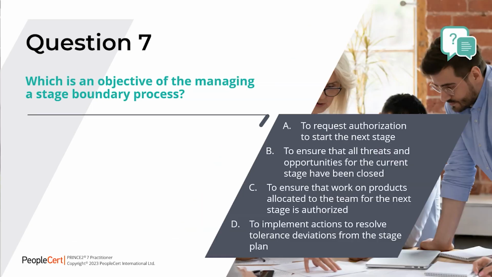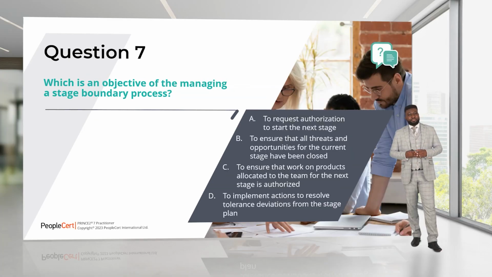Question number 7. Which is an objective of the managing a stage boundary? A says to request authorization to start the next stage. B, to ensure all threats and opportunities for the current stage have been closed. C, to ensure that work on products allocated to the team for the next stage is authorized. D, to implement actions to resolve tolerance deviation from the stage plan. Let's have a look at it.